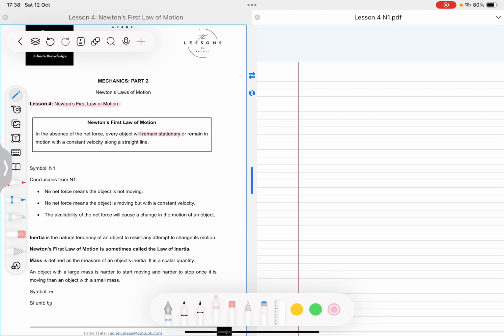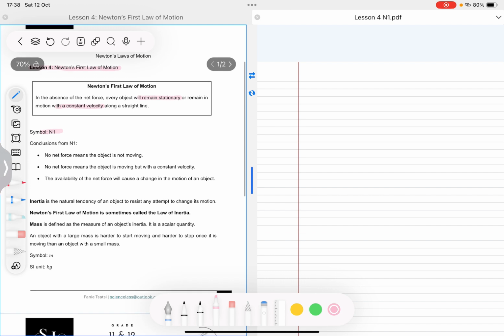Stationary, I'm sure a lot of you already know, means at rest, something that is not moving. And when we say something has a constant velocity, velocity means that it's moving, but the velocity does not change. Constant means it does not change. It's the same throughout. The Newton's first law is sometimes written as N1, so we'll use that so we can speak about it easily and quickly without saying that long statement, Newton's first law of motion. We'll just call it N1.